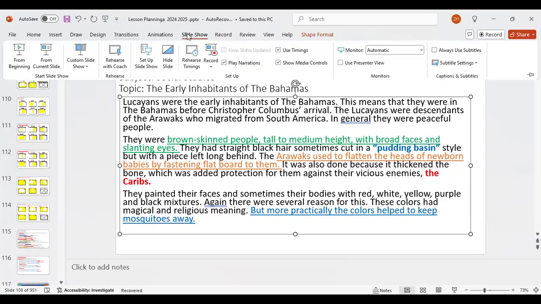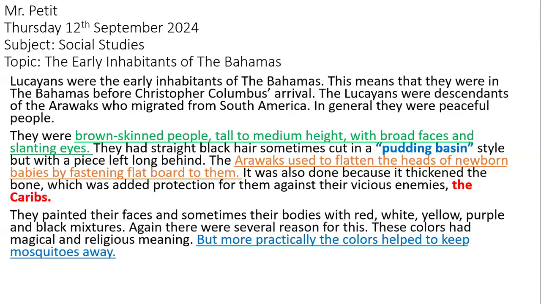All right, so let's write this down. If you've already written this down, take a picture of it and send it to me via WhatsApp.